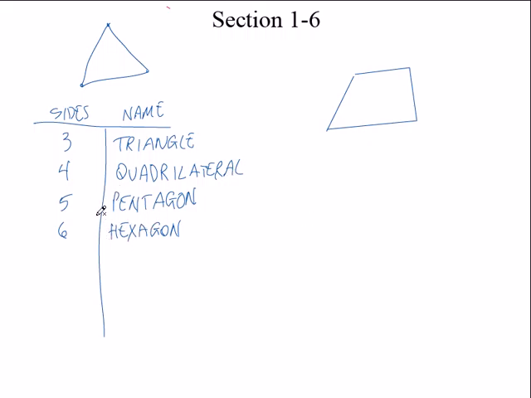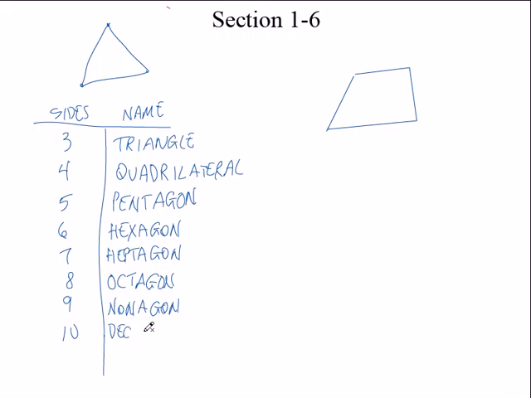Hexagon is 6 sides. We're not going to draw them right now, but we're just going to go through the names. 7, they call it a heptagon, H-E-P-T-A. 8 is something familiar. It's an octagon. It's octa. Yeah, that's what I had to look up. 9 is kind of weird. It's a nonagon. All right, 10 is a decagon, because the prefix deca is 10.